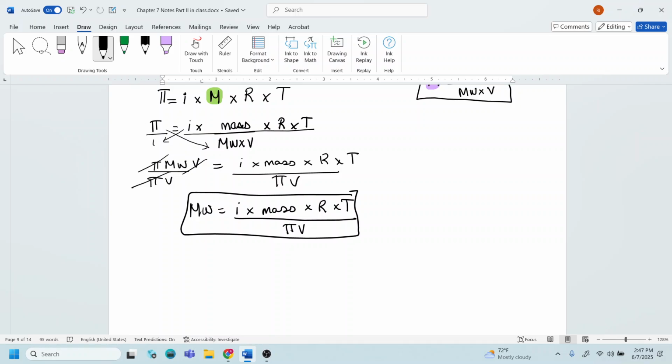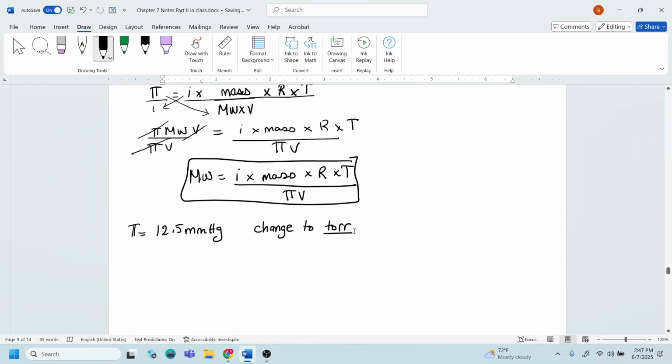Now we know that pi is given to be in millimeter Hg, right? So we have to change this into torrs, or you can change it into atmosphere. So I'm going to change to torrs. Again, you can change into atmosphere, but if you do that, R needs to be used in atmosphere. I'm going to use it in torrs here. So I'm going to do 12.5 millimeter Hg. Do the conversion units. I know that 1 torr is equal to 1 millimeter Hg. And this is how I can simply get that to be in torrs now.